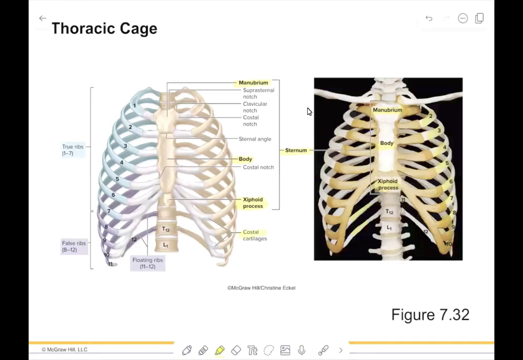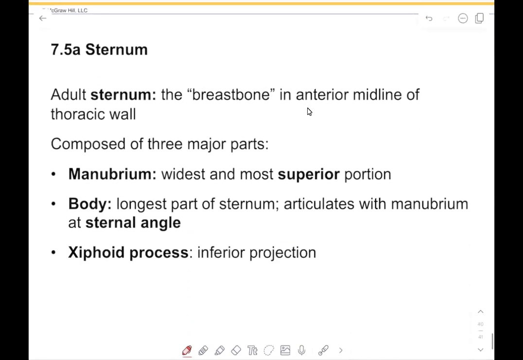Between the ribs and the sternum is a type of hyaline cartilage, which is called costal cartilage based on its location. So the adult sternum, in fact, often is called the breastbone in the anterior midline of the thoracic wall. It's composed of 3 major parts.